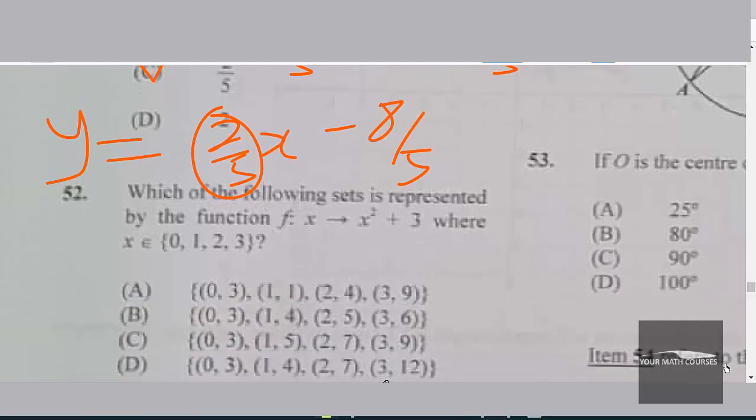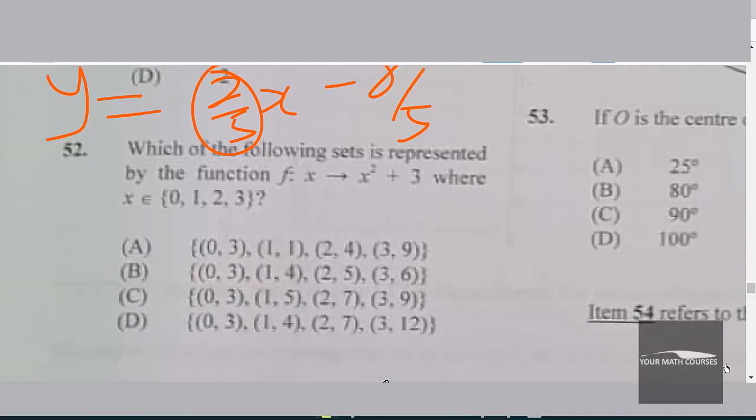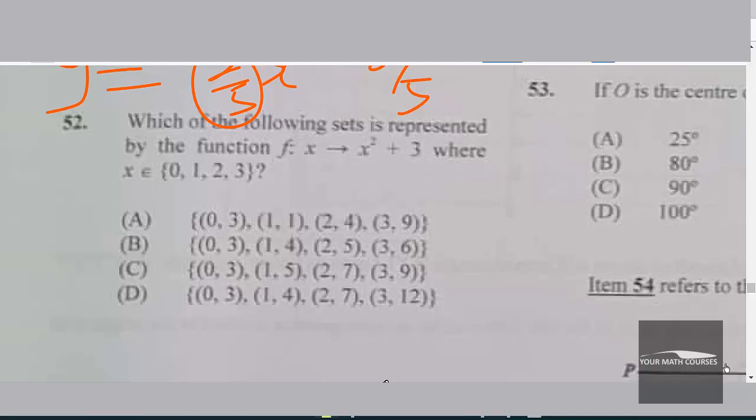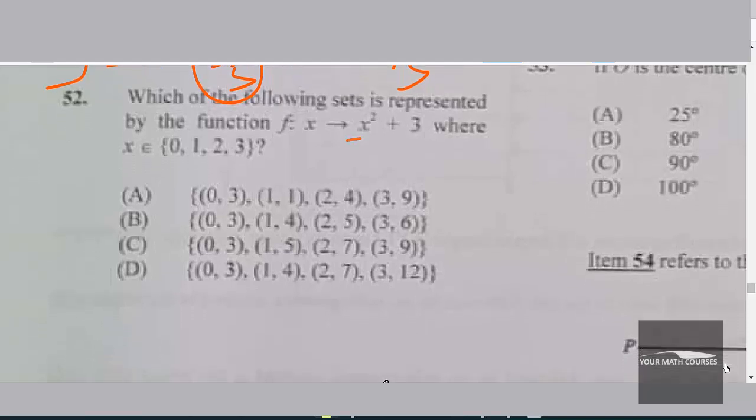Let's look at number 52. Which of the following sets is represented by the function f such that x maps onto x squared plus 3, where x is an element of 0, 1, 2, 3? When we pick 0, we plug it into this function. So 0 squared plus 3 is 0 plus 3, which is 3. So 0 will map onto 3. Then when we pick 1, it maps onto 1 squared, which is 1, plus 3, which is 4. So 1 will map onto 4.